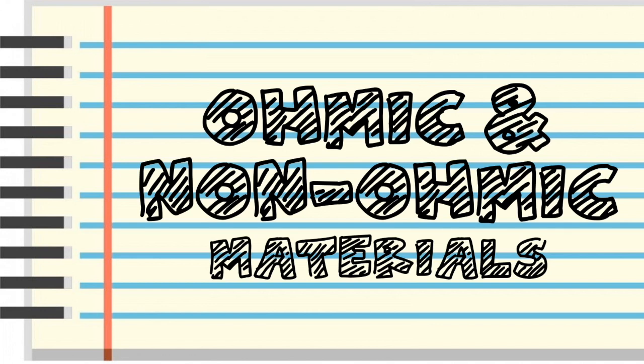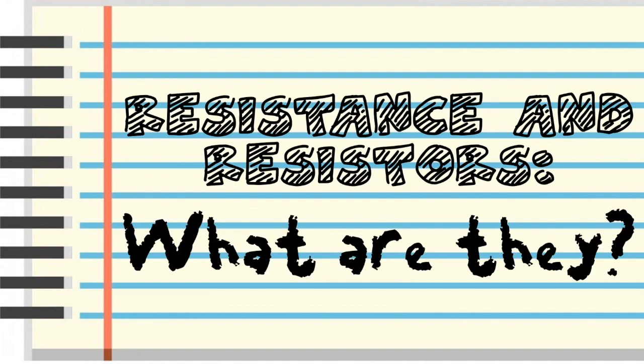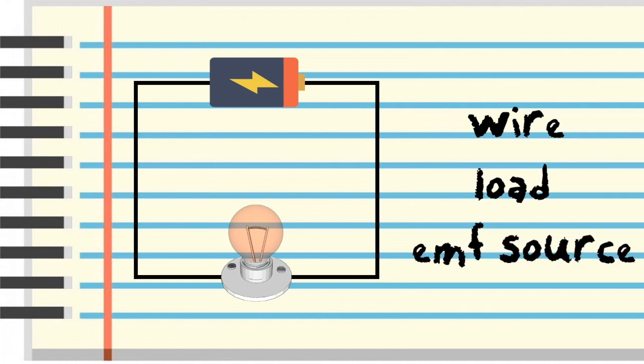Good day, learners! Today we're gonna talk about ohmic and non-ohmic materials. Let's first talk about resistance and resistors. Every circuit has some source of resistance, like the wire, the load, or sometimes even the EMF source.